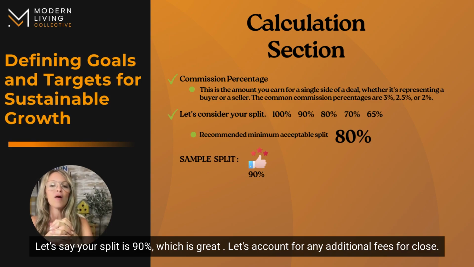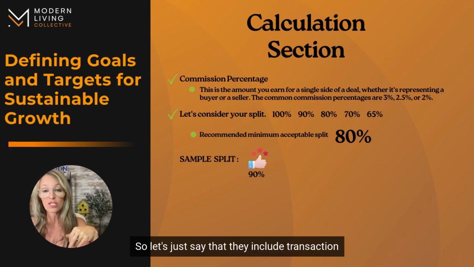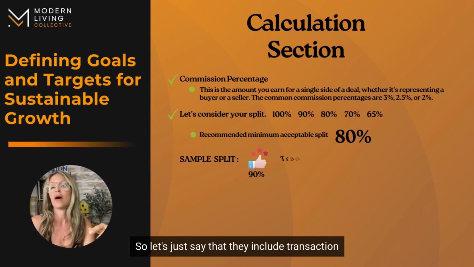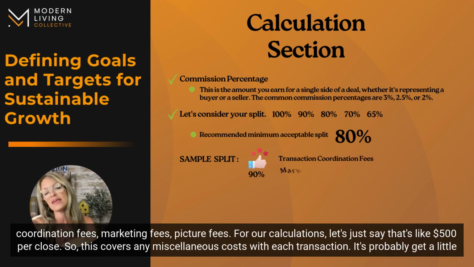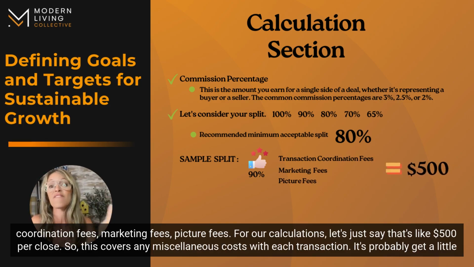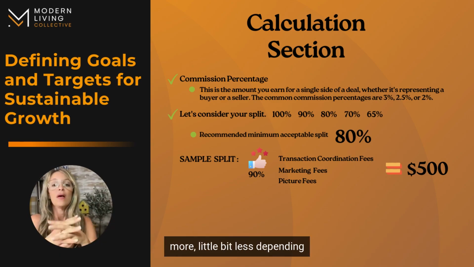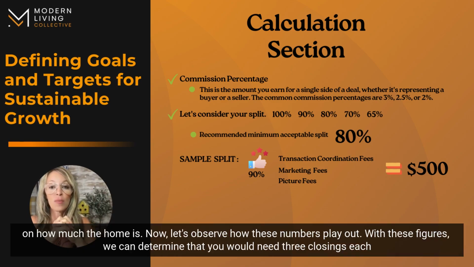Let's account for any additional fees per close. You could include transaction coordination fees, marketing fees, picture fees. For our calculations, let's just say that's like $500 per close. That covers any miscellaneous costs with each transaction. It's probably going to be a little bit more, a little bit less, depending on how much the home is.